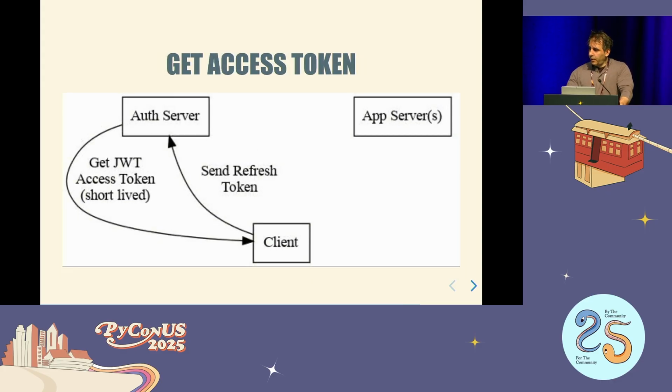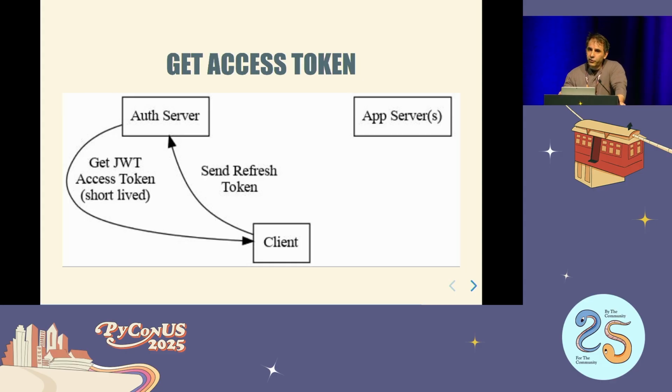Then the client wants to get some service from the application server. What it does is it sends the refresh token back to the authentication server. The authentication server validates it and immediately sends back an access token, which has a short lifetime, 30 seconds, maybe a minute. A couple of key points here.